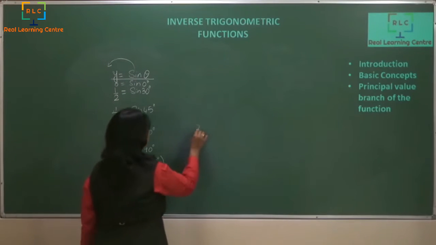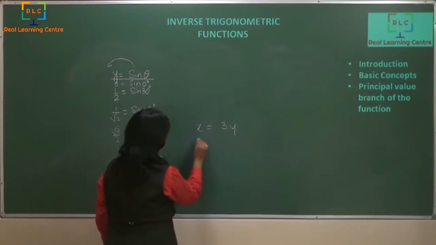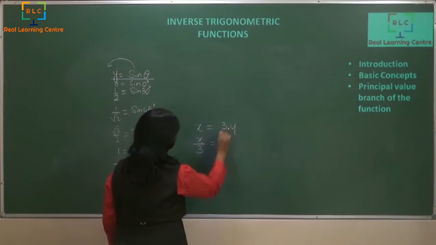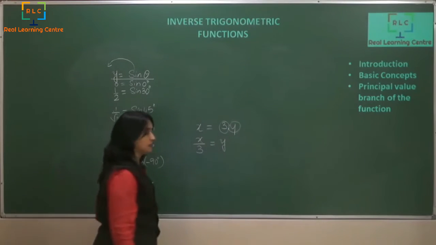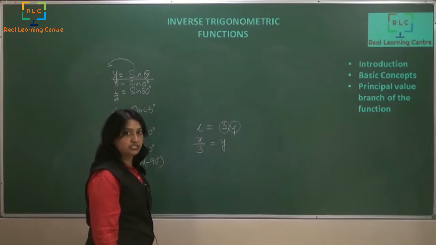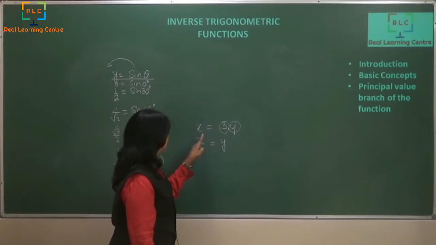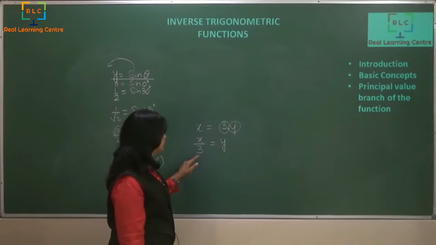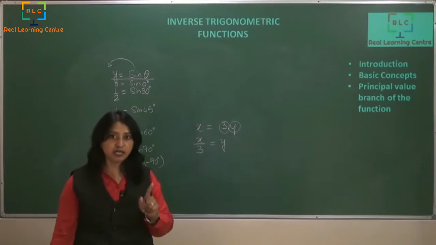Like for example, you have x is equal to 3y. Now I can write x by 3 is equal to y. Here 3 is an independent term, y is an independent term, and when I push this 3 to the other side, because it is multiplication, it has come to the denominator, and when cross multiplied we get back the same thing. Now this is what you do in algebra, in arithmetic.